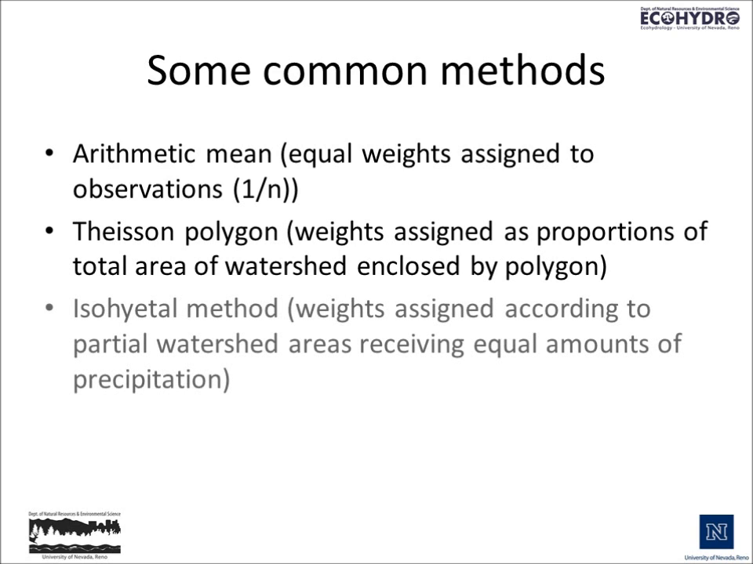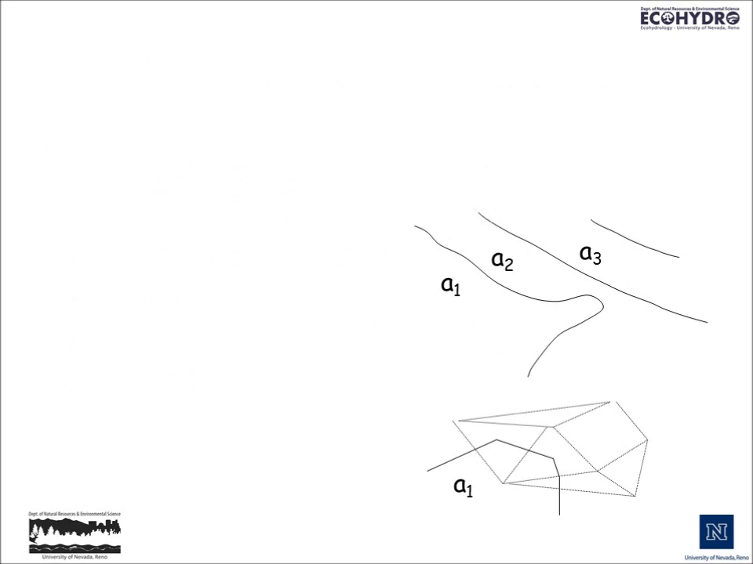In the Thiessen polygon and isohyetal methods, the weights are really assigned as proportions of the total area of the watershed that's thought to either be represented by a polygon that surrounds a rainfall station or within a zone, the area within a zone that's assumed to have an equal amount of precipitation. And I'll illustrate that in a minute.